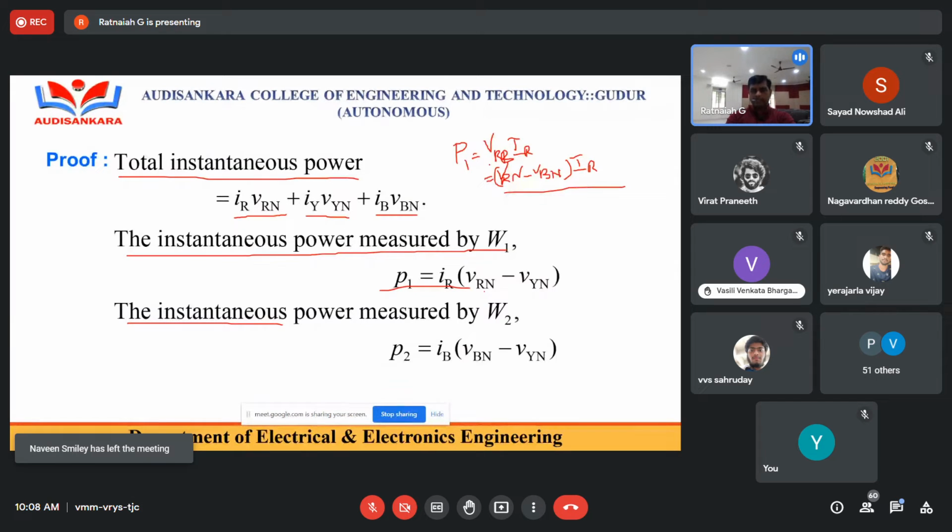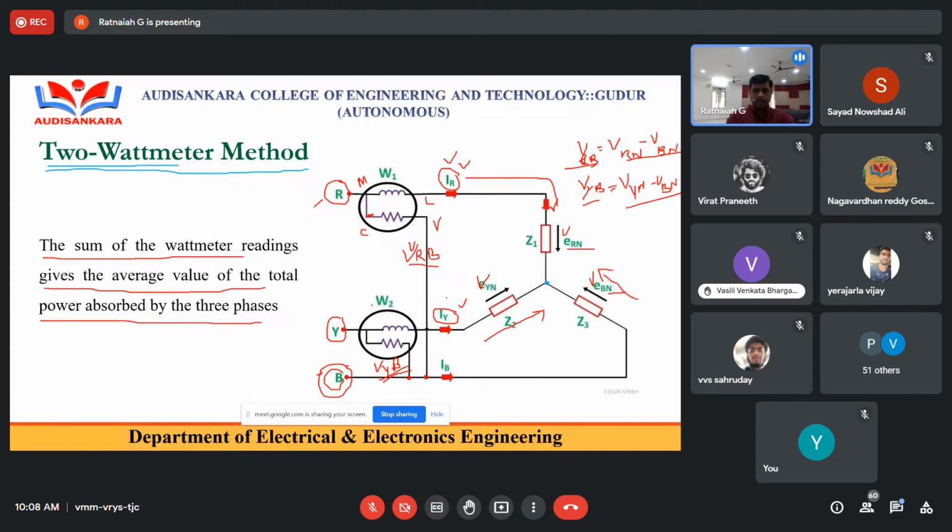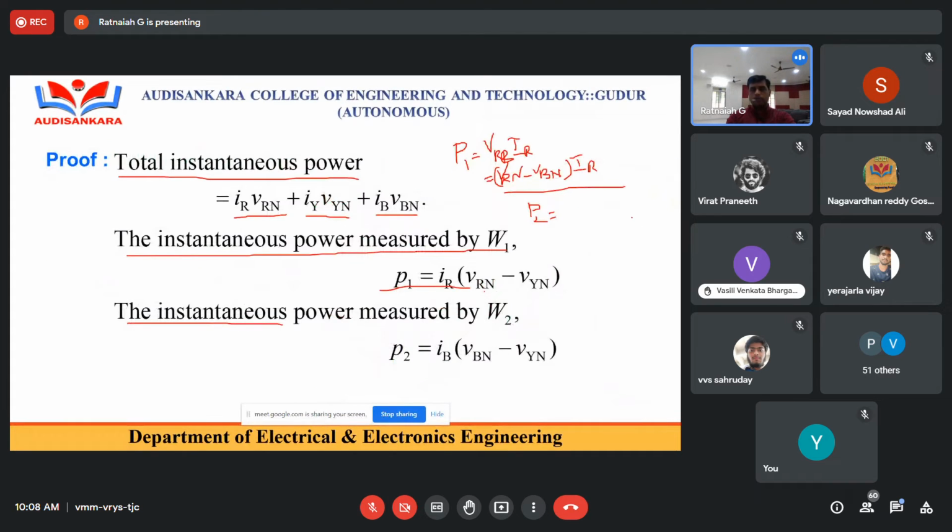What is the second wattmeter reading? It is P2. The P2 current is IY and the P2 voltage is VYB. So I take VYB into IY. VYB is the vector difference of two phases, VYN minus VBN, multiplied with the phase current IY. This is the reading of P2.